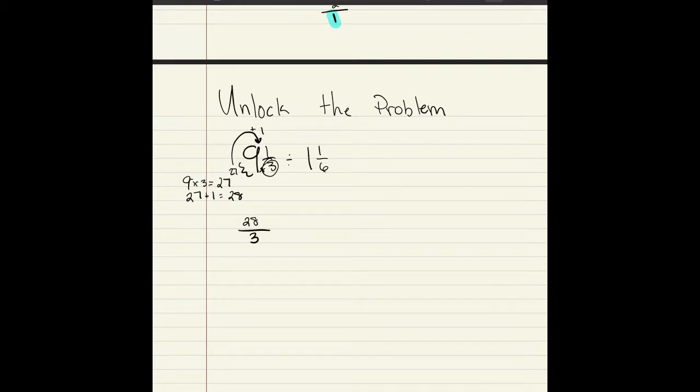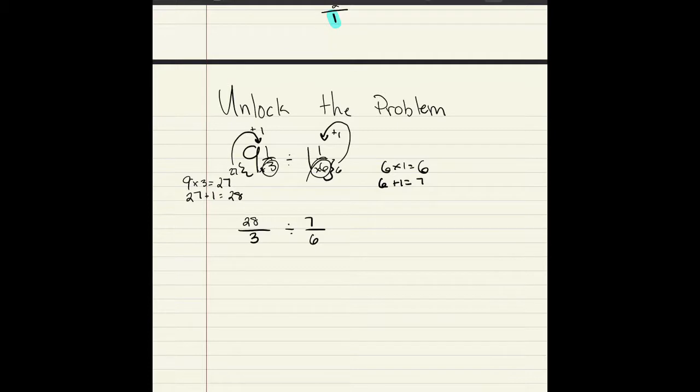Now, let's turn 1 and 1/6. So 6 times 1 equals 6. And now I have plus 1. So 6 plus 1 equals 7. So now it's 28 over 3 divided by 7 over 6, because our denominator is the same.